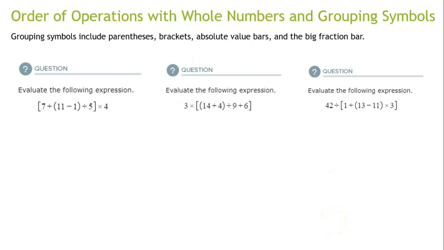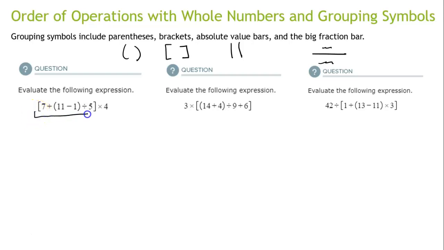All right, let's add in some grouping symbols. So remember that we said grouping symbols can include parentheses, brackets, the absolute value bars, and the big fraction bar where we have some stuff on the top and some stuff on the bottom. So let's take a look at these. I want you to notice that what we've got is grouping symbols inside of grouping symbols. You want to work from the inside.